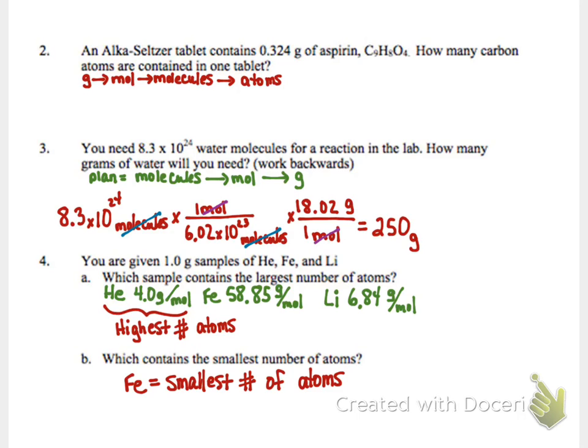Back to number 2. The plan for number 2, this is exactly what we did on the previous page with SO3. We're going to go from grams to moles using molar mass, moles to molecules using Avogadro's number, and then we're going to use the formula to figure out how many atoms there are in each molecule. And this is going to be for aspirin, which has the formula C9H8O4.